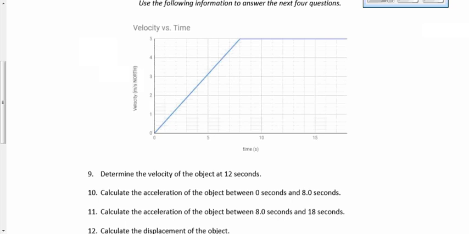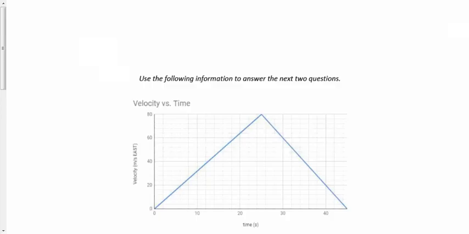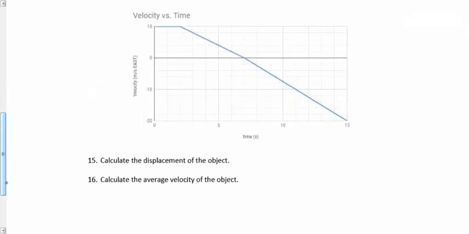Let's have a look at 15 and 16. 15 says, what's the displacement? 16 says, what's the average velocity? Displacement's obviously the hardest part. A lot of confusion over this. I understand that. That's normal.